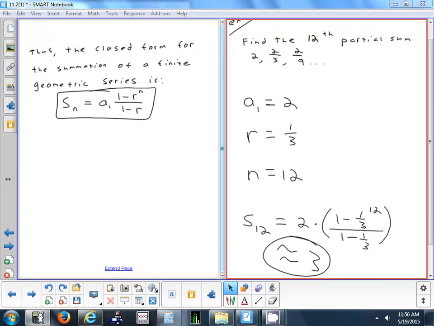Okay, so any questions on that? So again, that's the formula for the sum of a finite geometric sequence. Any questions on anything we did today? All right, so tomorrow we'll talk about an infinite geometric series and a few other terms with sequences.